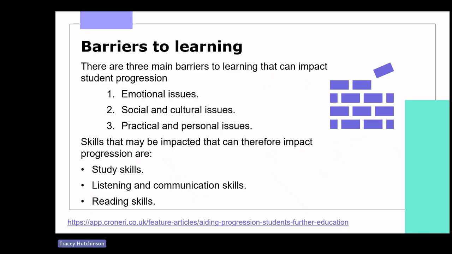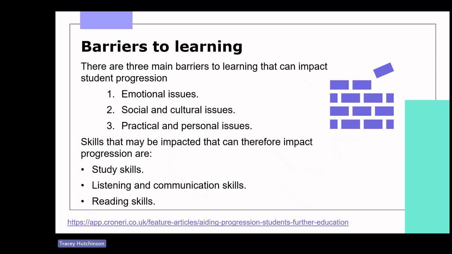So now we're going to look at some barriers to learning and why it's really important we think about this, because this can really impact student progression. So there are three main barriers to learning. Emotional issues, which can range from a lack of self-esteem and confidence, often due to low skill levels, to negative personal experiences of learning. They may have a previously undetected or unaddressed learning disability that has hindered them reaching their potential.